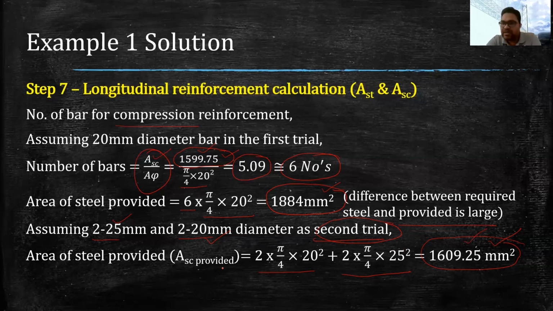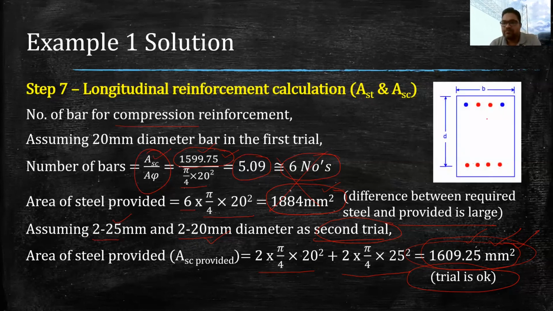So this practice we can follow while designing the beam. This time we can say that the trial is okay. We are not using the first one because in this we are using more area, but this is the best one. So we are adopting this one. So in our beam, we are providing 2 bars of 25 mm and 2 bars of 20 mm dia as a compression reinforcement. Now I'm showing you the diagram.